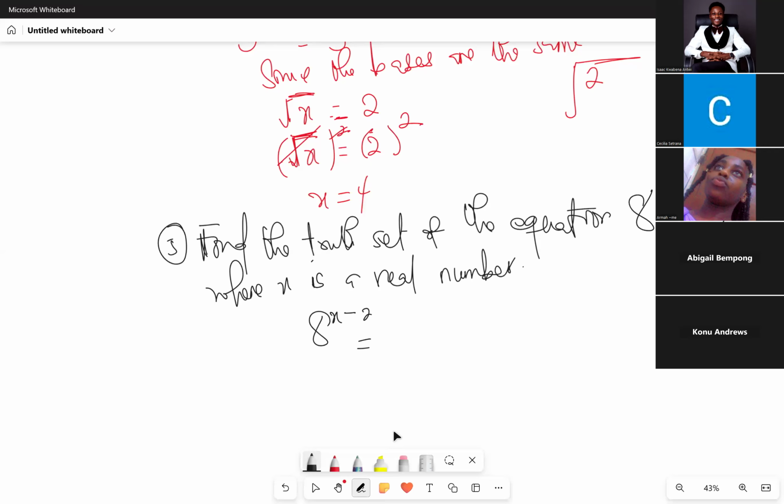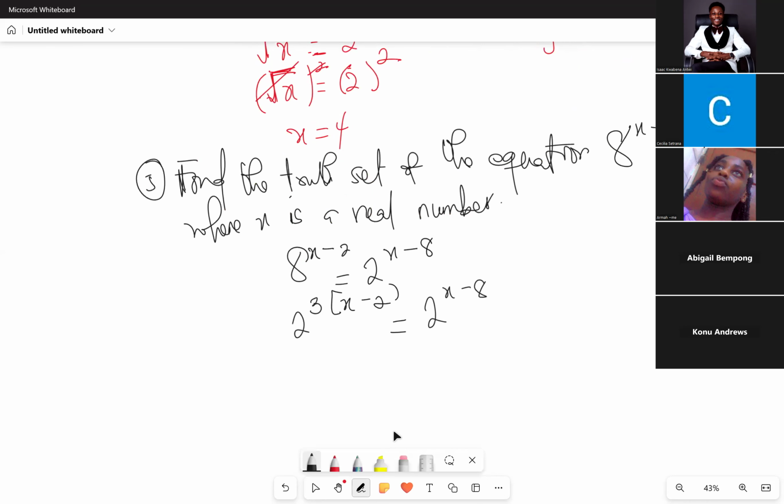8 exponent x minus 2 equals 2 exponent x minus 8. Go on. We find the same base. So that's 2. 8 is 2 exponent 3, into brackets x minus 2. Good. Without the brackets, you mess up everything. Equals 2 exponent x minus 8.